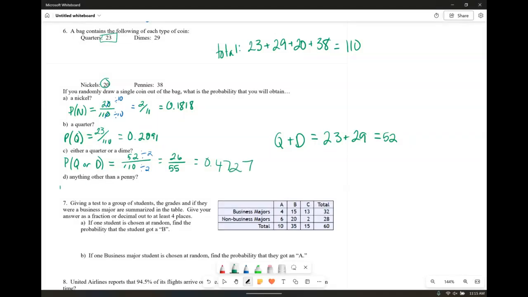All right, anything other than a penny. So we're going to call this the probability of not penny. That's something called a complement when we're talking about the exact opposite. Okay, so that would be everything except for that 38 pennies, which is 72 total coins out of 110. I can reduce that. Let's see, I can divide by 2. And I've got 36 out of 55, or 0.6545.